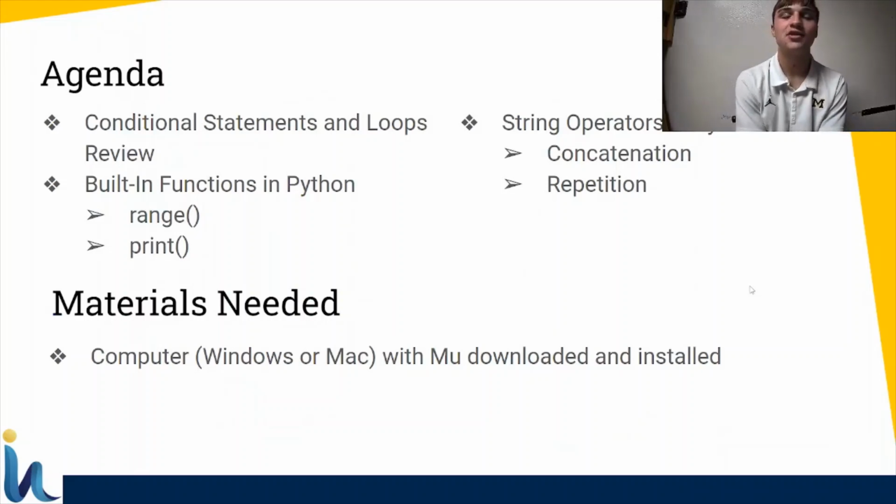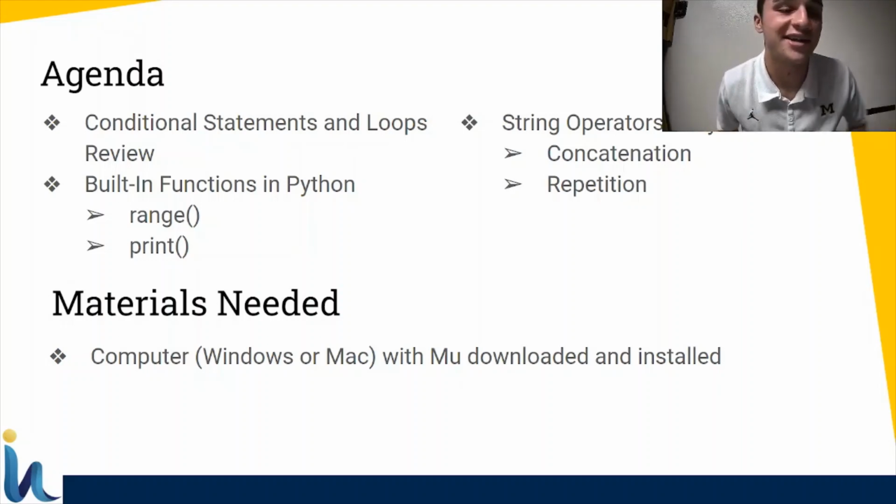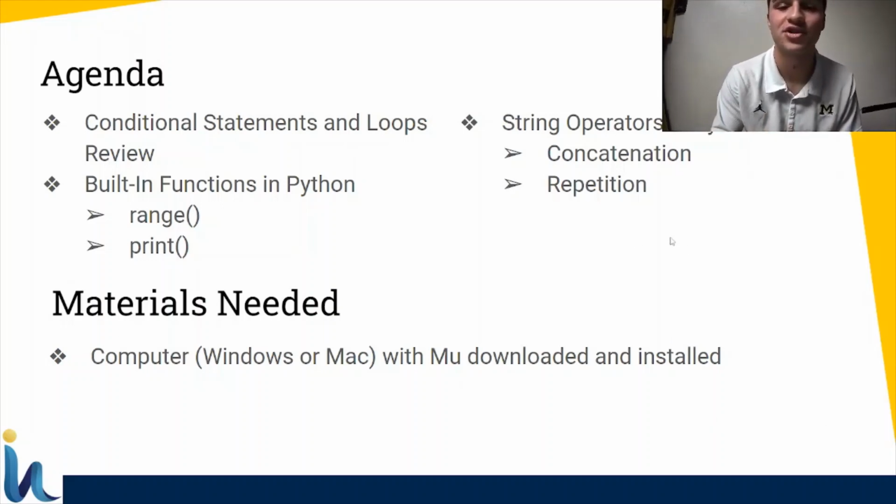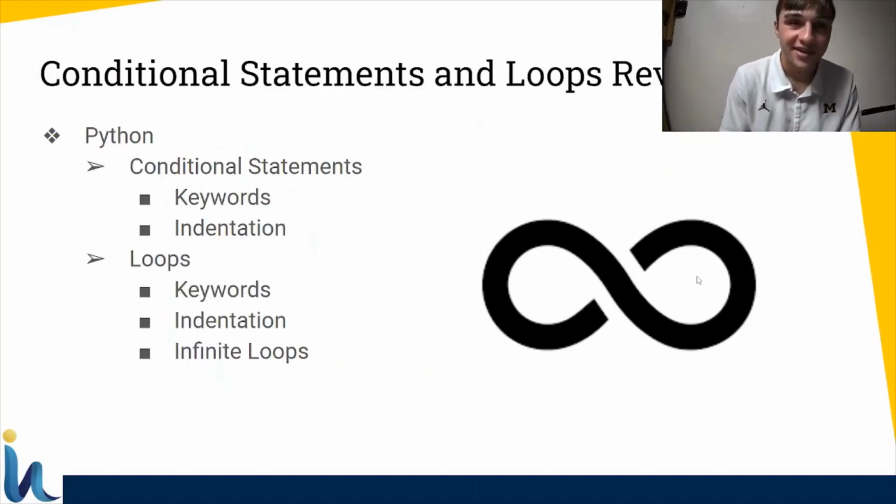As far as our schedule for today goes, we are going to review conditional statements and loops, and then look at some of the built-in functions in Python, including the range function and the print function. And then we're going to look at string operators in Python. Before, we've looked at integer and float or double operators. String operators work in the same way, but not entirely. The materials you will need for this are just Mu, or Python.